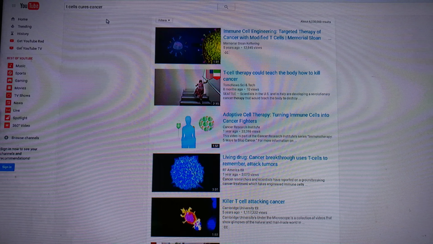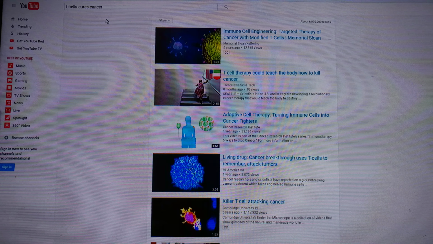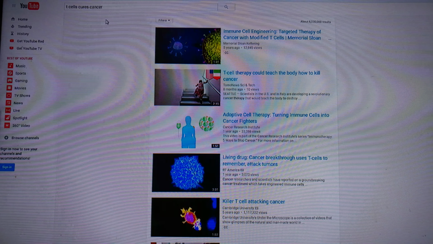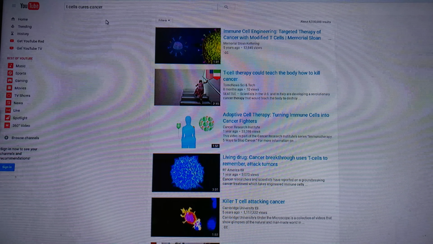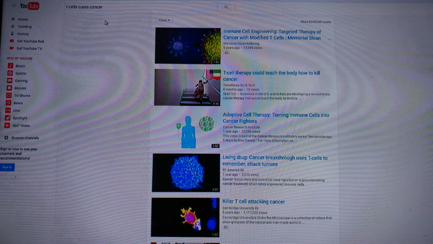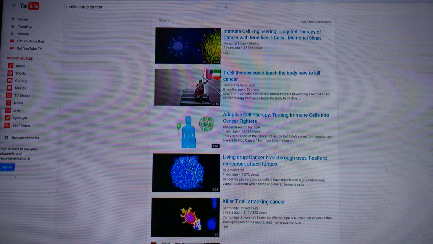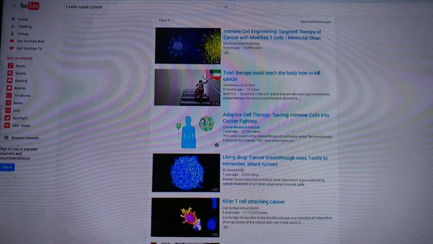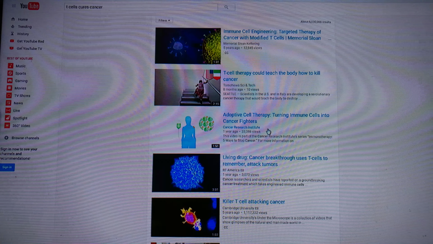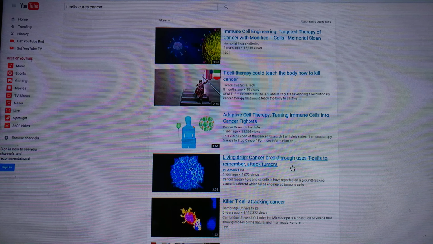T-cell therapy could teach body how to kill cancer. How about if you just eat something and it turns your T-cells into attackers or live in a certain way or whatever, using God's given T-cells. Adoptive cell therapy. So you're doing an IV and taking T-cells from what, a cadaver? Uses T-cells to remember attack tumors.